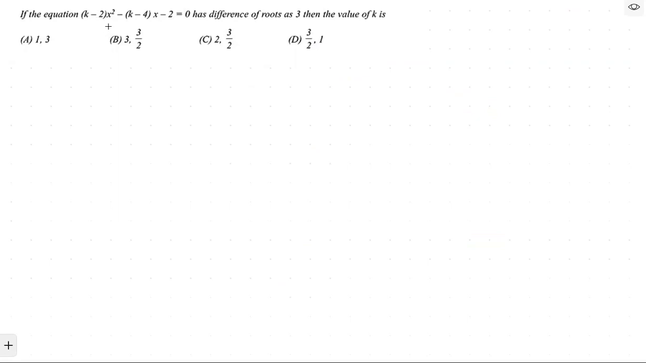If the equation (k minus 2)x square minus (k minus 4)x minus 2 has a difference of roots as 3, then what is the value of k? Now see, the difference of roots we have already seen in the relation of coefficients, right? If we take this as mod, that will be equal to root d by a. We saw that a little while ago. So what we'll do here is we will have alpha minus beta, and we will first find root d. So alpha minus beta is given as 3.